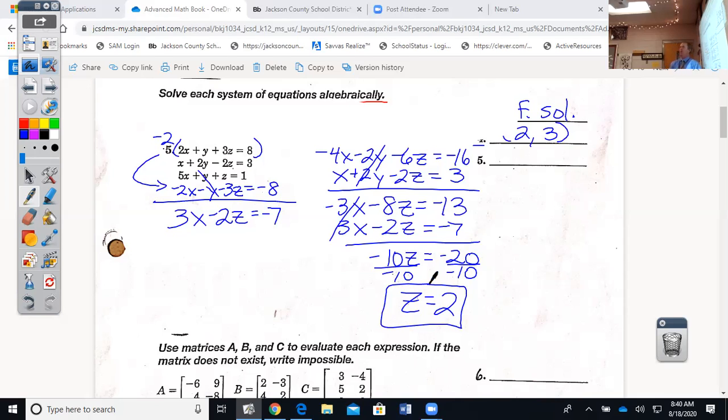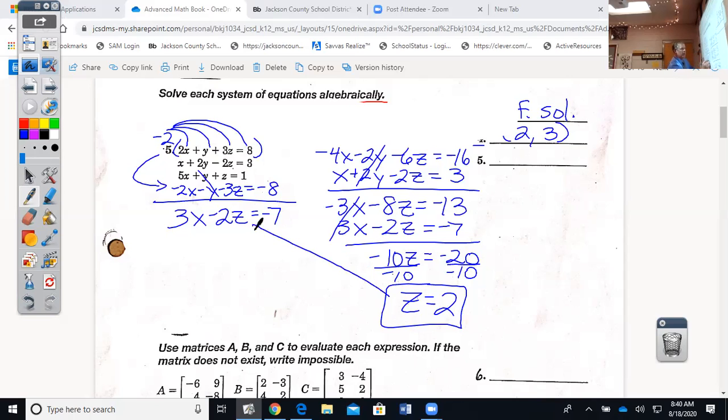Yes, ma'am. Here, I multiplied this top equation by -2, everything on it by -2. I did that because there was a positive 2y on the second equation, and I wanted the top one to be a -2y, so they would add up to be 0. Okay? Any other questions?